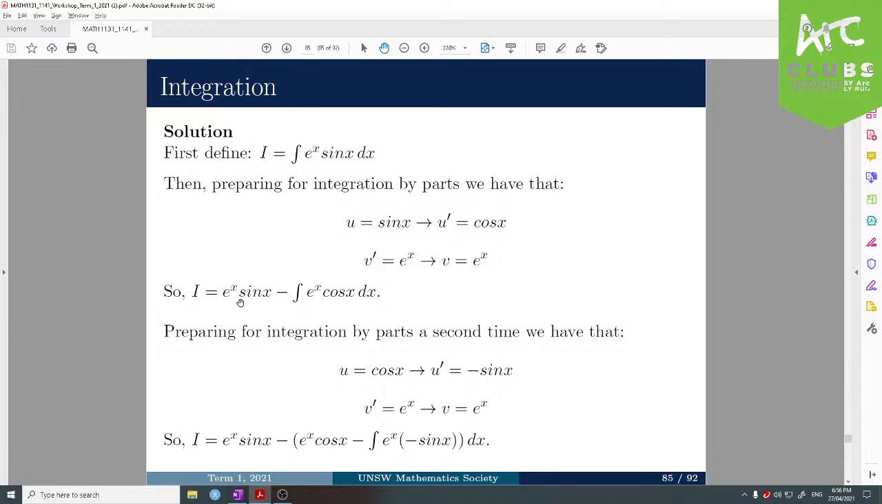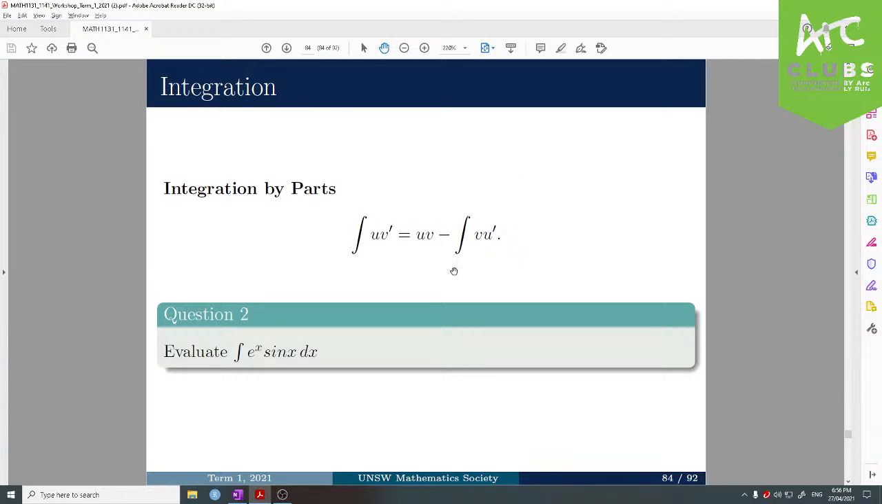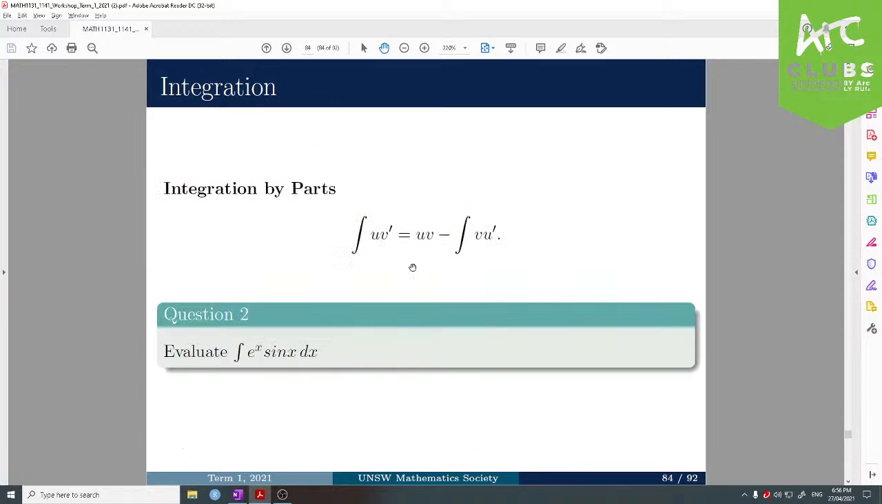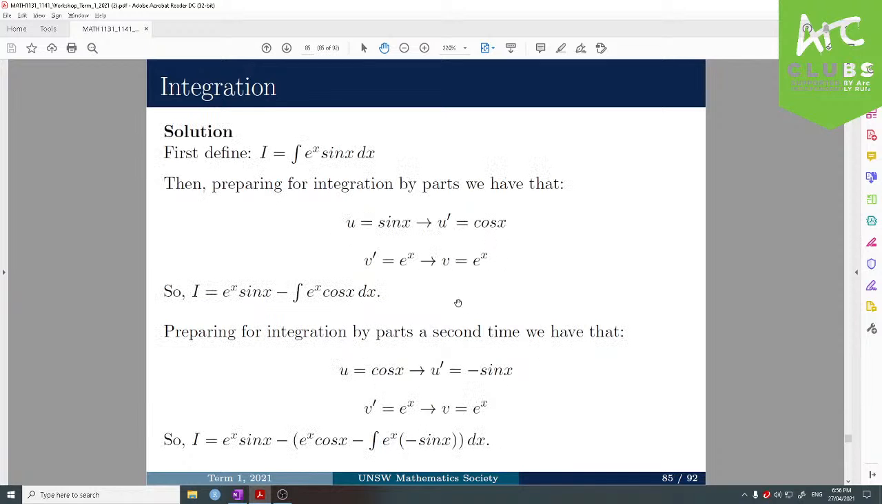I then plug everything into the formula, which says that it's equal to u times v, so e to the power of x sine x, minus the integral of v times u dash, so e to the power of x times cos x. Now, as you can see, we're not quite done yet because this integral here is not that much better than the original integral we started with, right? Because this was e to the power of x sine x, this is e to the power of x cos x. We still don't have an explicit way of solving this integral.